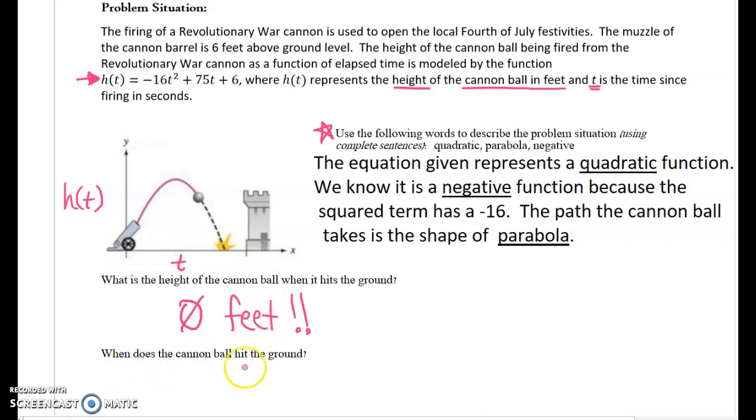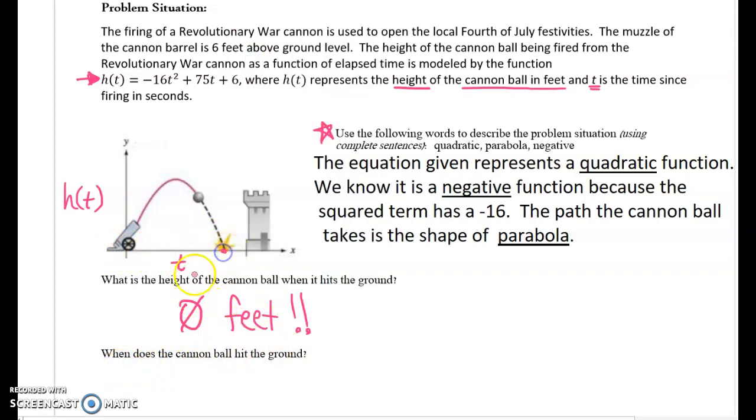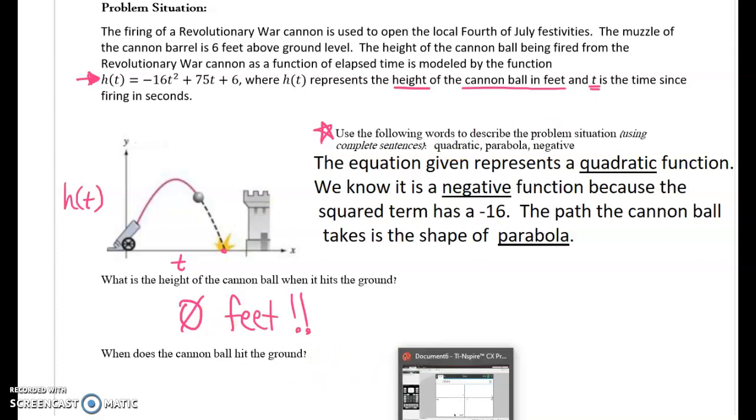So when does the cannonball hit the ground? It hits the ground right over here, right? What is that called? That's our 0, isn't it? Let's go into our calculator and see if we can put that in our calculator, okay?